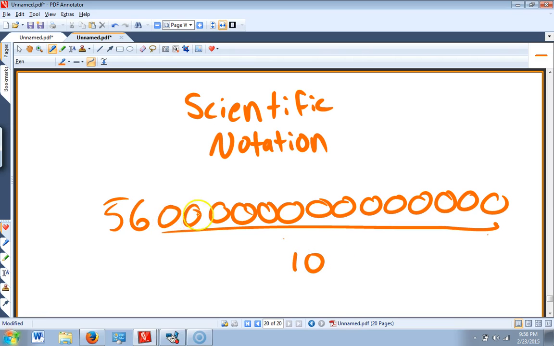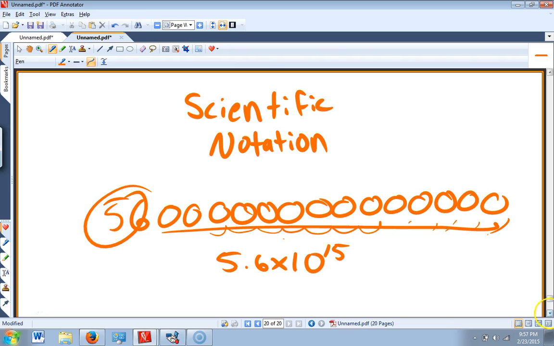We can take all these zeros and we can pack them into one little thing. 10 to the 1, 2, 3, 4, 5, 6, 7, 8, 9, 10, 11, 12, 13, 14, 15, 10 to the 15th, right? And then we just multiply by what's on the front, so 5.6.